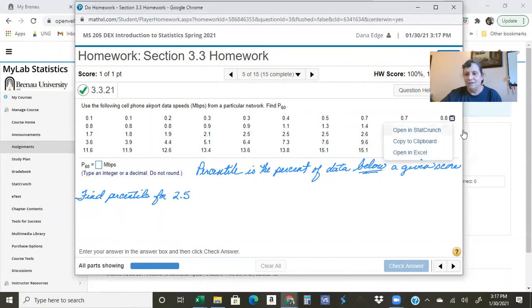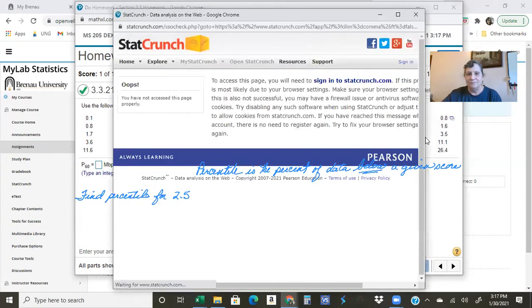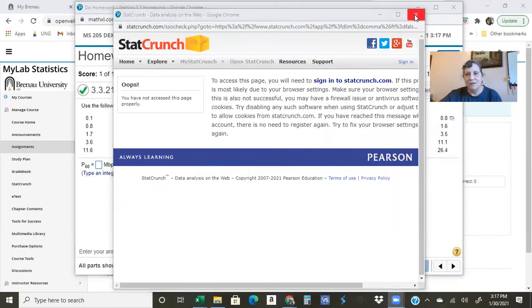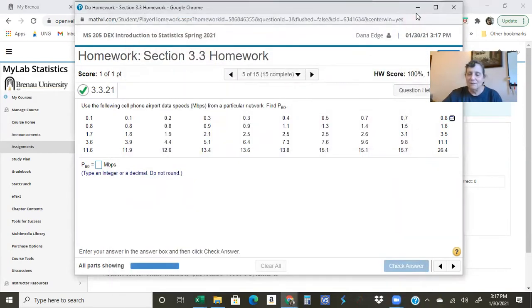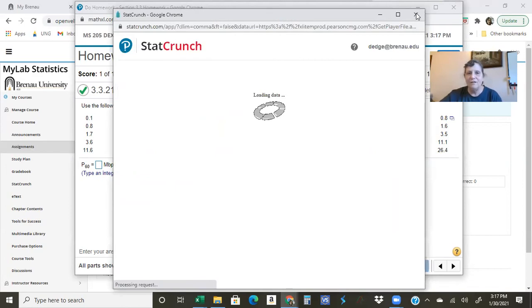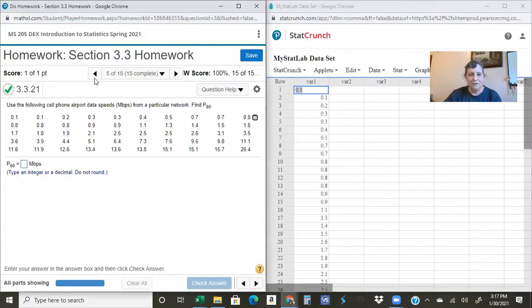So if I click on this, open in StatCrunch, and of course, it's going to give me a hard time the first time. I don't know why it does that, but it always does. And then it'll turn around and open the next time, if it doesn't make a liar out of me this time. Okay, let's pull this to the side over here. Let's open this one up over here so we can see them both.